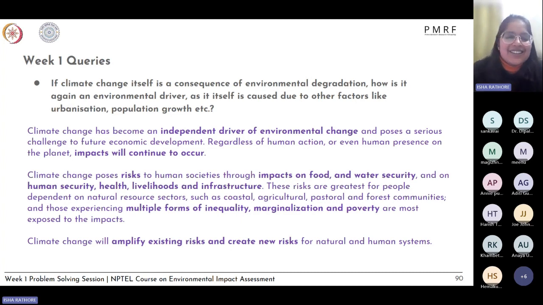Okay, so climate change will continue to amplify the existing risks which we have created, and it will create new risks because of how these human and natural systems are interconnected. Because we have caused a change in certain aspects because of our anthropogenic activities, it will continue to amplify those effects and create new risks. So in a sense, it has become an independent driver of environmental change. I hope that answers the question.